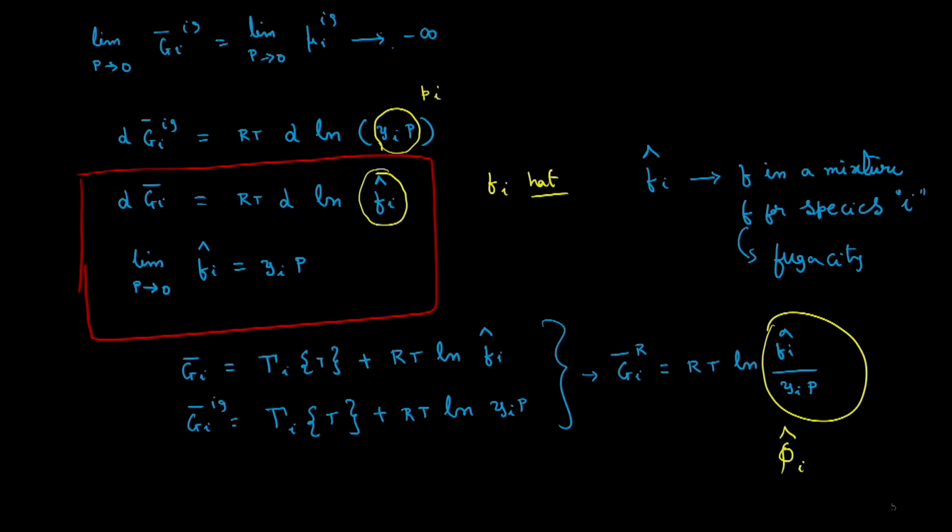Corresponding to Fi hat, we have a phi i hat, which is the fugacity coefficient. It is essentially the ratio of fugacity to the partial pressure, and we call it the fugacity coefficient. So what we have now is two equations.